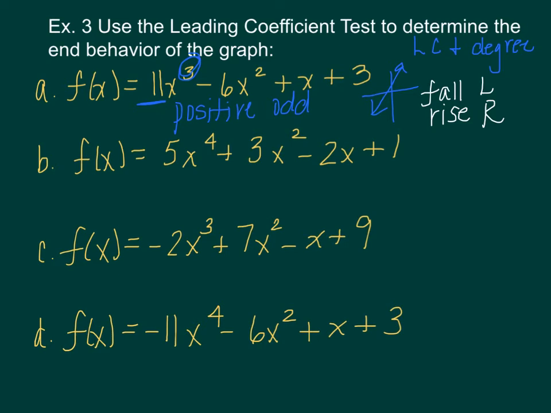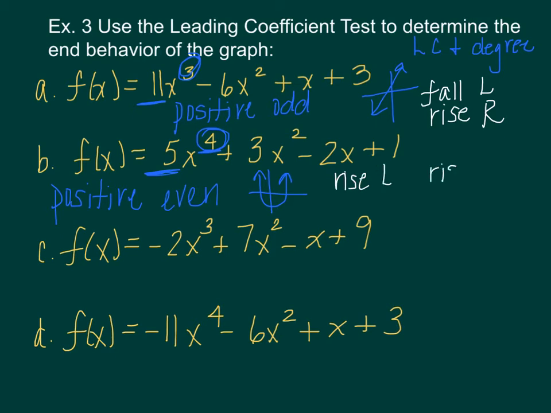Okay? B. And notice I'm not looking at anything else. So for B, I'm looking at the 5 and the 4. So this is also a positive, but now my degree is even. Positive even, remember we think about the parabolas. On the parabola types of graphs, our 2 ends behave the same way. So they rise left and rise right.